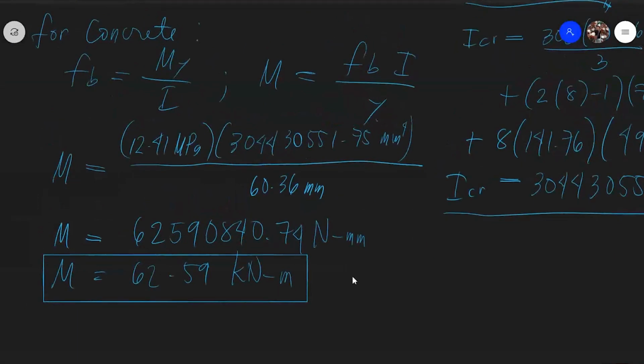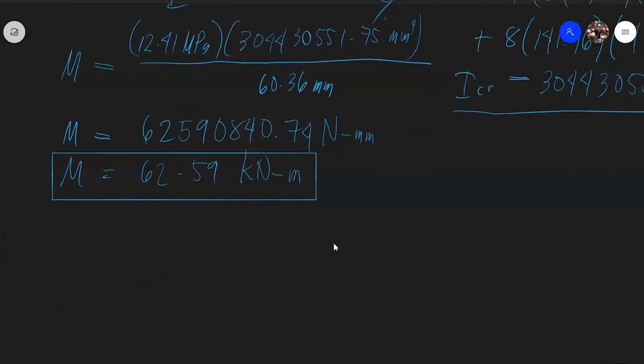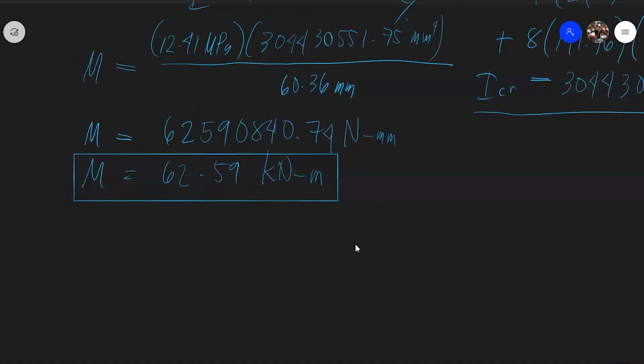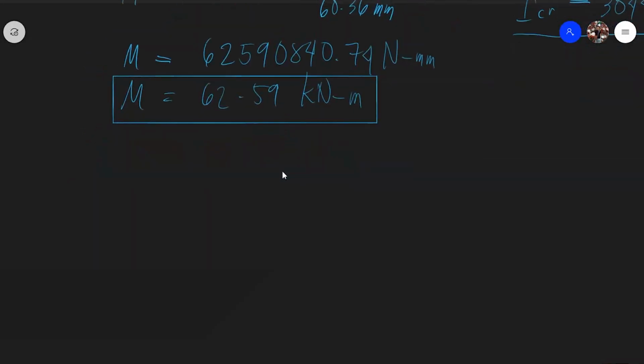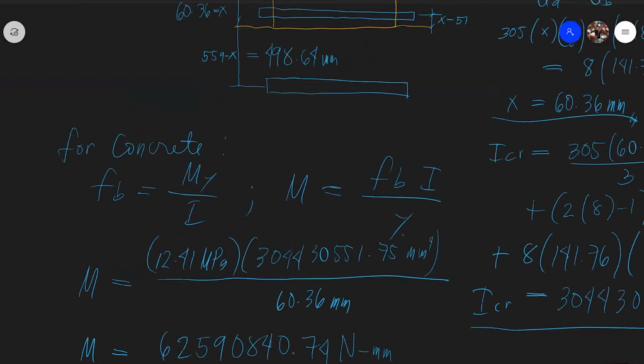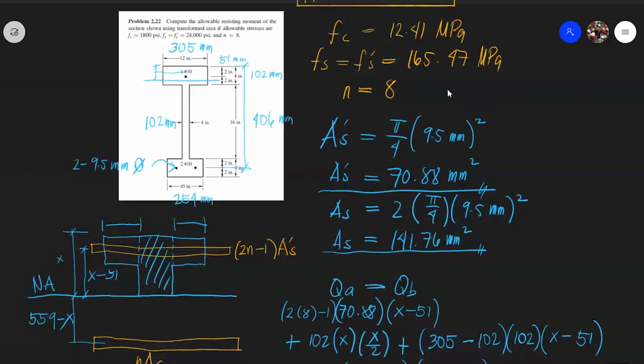Take note, there are two materials. According to concrete, if the concrete will prevail, the capacity of the beam will be 62.59 kilonewton meter. How about if the steel reinforcement will prevail? For steel, same approach: the moment is equal to FB multiplied by I over Y. The allowable bending stress of steel is given right here.